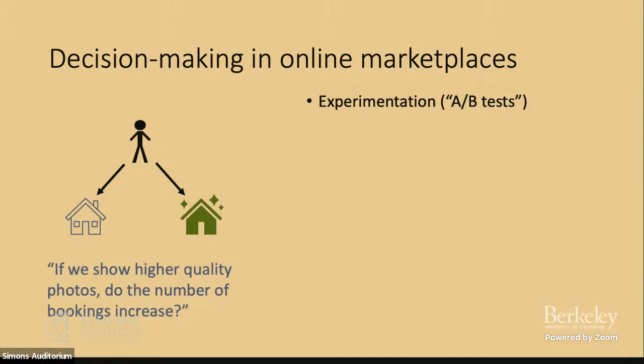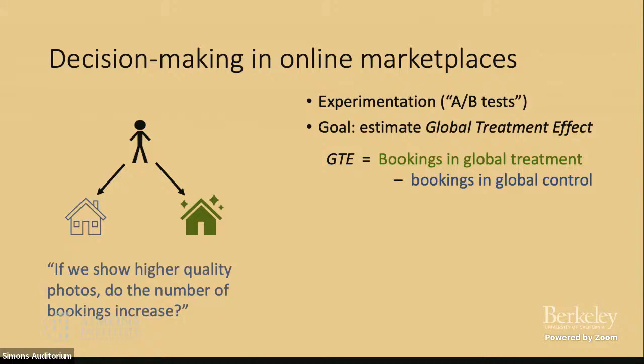It's also called A/B tests, or depending on different fields, randomized controlled trials. So to go through an example, let's say that Airbnb, a lodging platform, is considering a new intervention where they want to show higher quality listing photos to the customers. Before they decide to introduce this to everyone, they want to know how it affects metrics that they care about. And a metric that they care about could be, does the number of bookings increase on the market? The goal here is to estimate what we call the global treatment effect. So this is the difference in the metric that you care about between a world where everyone sees this intervention, everyone sees the nicer pictures, and a world where no one sees it.